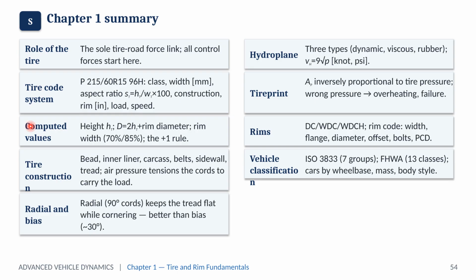A tire has a bead, an inner liner, a carcass, belts, a sidewall, and a tread. The air pressure tensions the cords to carry the load. A radial tire keeps the tread flat while cornering, clearly better than a bias tire. Hydroplaning has 3 types. The tire print is inversely proportional to pressure. Rims come as DC, WDC, and WDCH. And finally, there are the 3 classification systems.